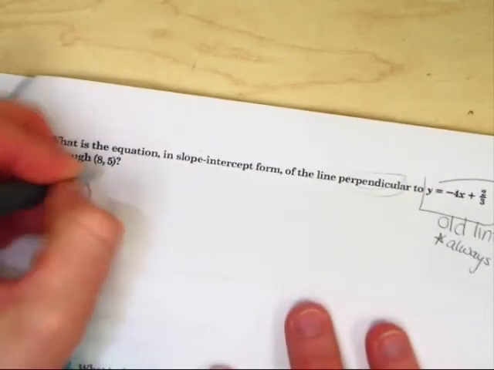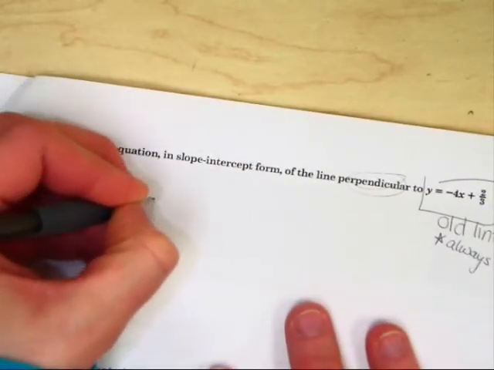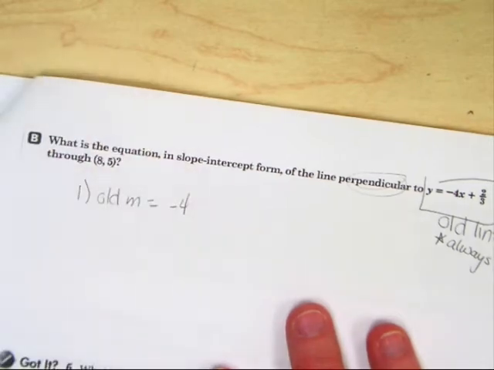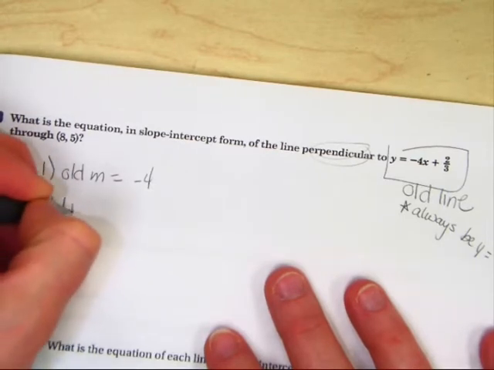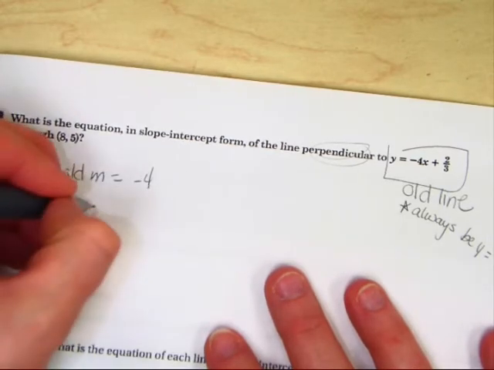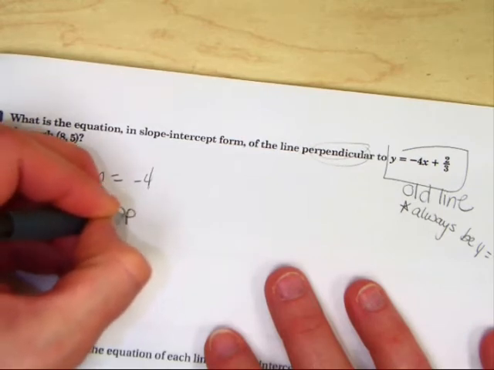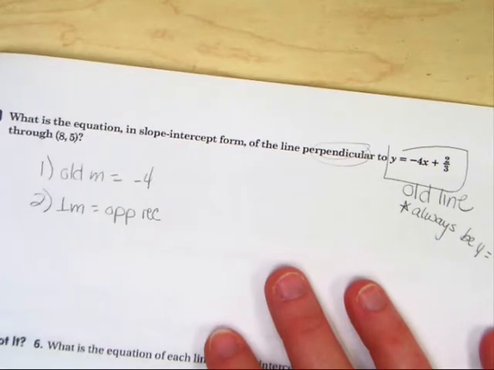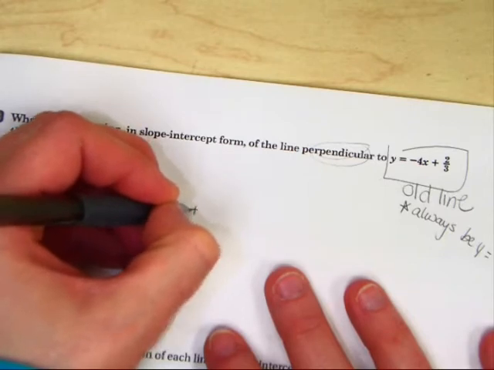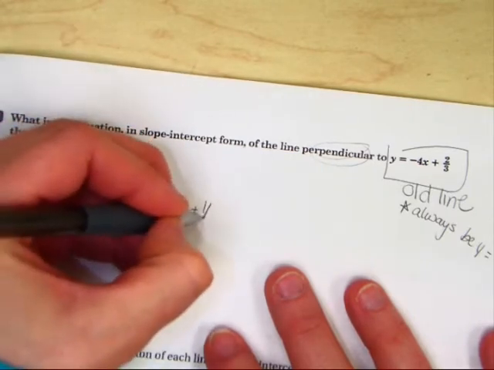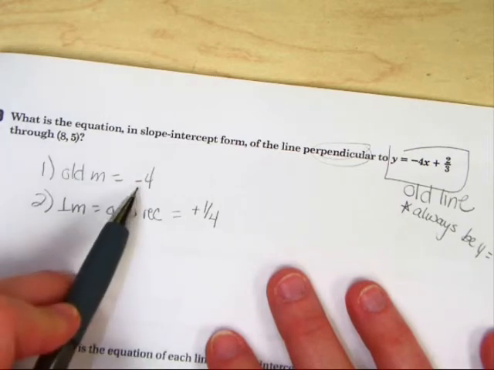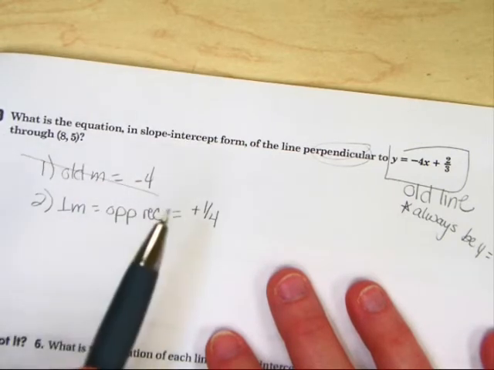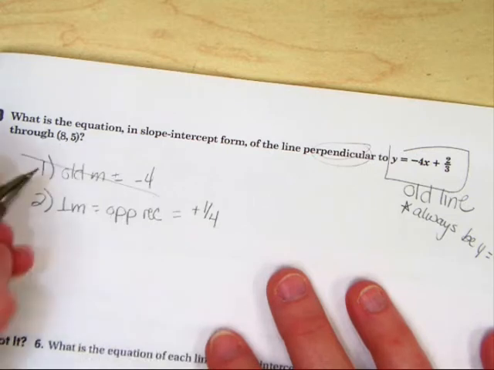Step 1. Old slope is negative 4. And you get that from y equals mx plus b. Step 2. Your perpendicular slope is your new slope. Remember that perpendicular is the opposite reciprocal, okay? So first of all, it's a positive 1 over 4. I changed the negative to a positive, and I flipped my fraction. You never need number 1 again.